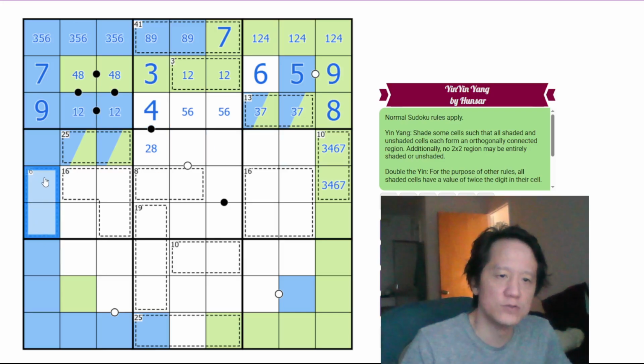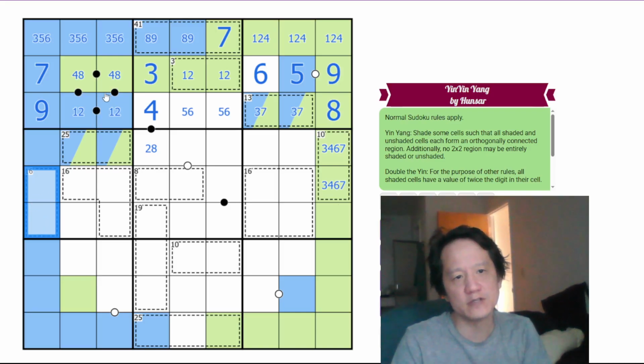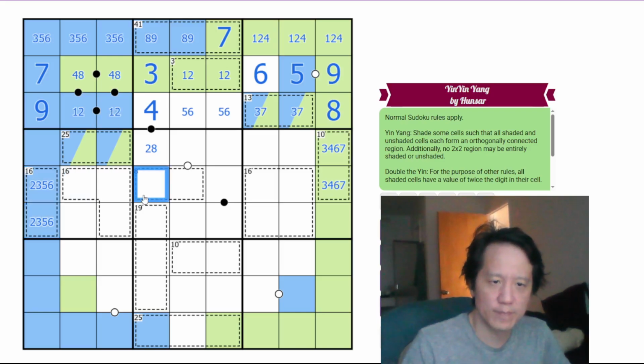This adds up to 16, but both are doubled. So the digits themselves add up to 8. Cannot be 1, 7. It's either 2, 6, or 3, 5 here. Okay.